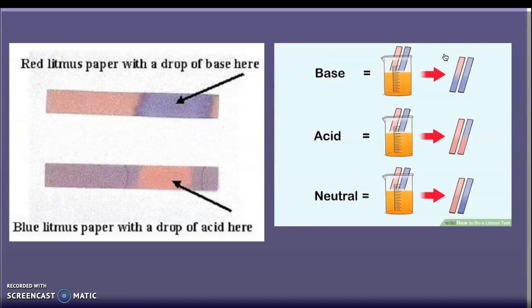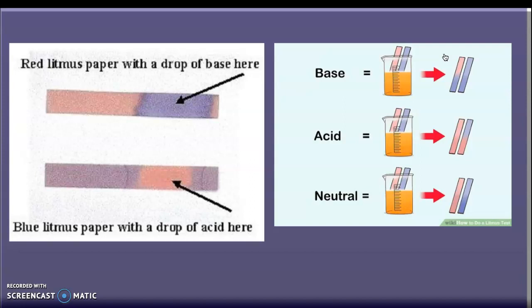Alright, so this is what I'm talking about with the litmus paper. So on the left you can see that there is red litmus paper, and then where the arrow points is where we dropped base. So that red paper will turn blue, and then the blue paper, which is blue litmus paper, when you drop acid on it, will turn red.